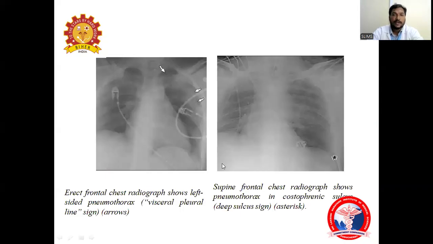The left chest radiograph shows pneumothorax on the left side, giving the visceral pleural sign. We can see absent pulmonary markings within the air in the left pleural space, whereas the lung parenchyma on the other side shows normal pulmonary markings. The chest radiograph on the right side shows pneumothorax with a deep sulcus sign.